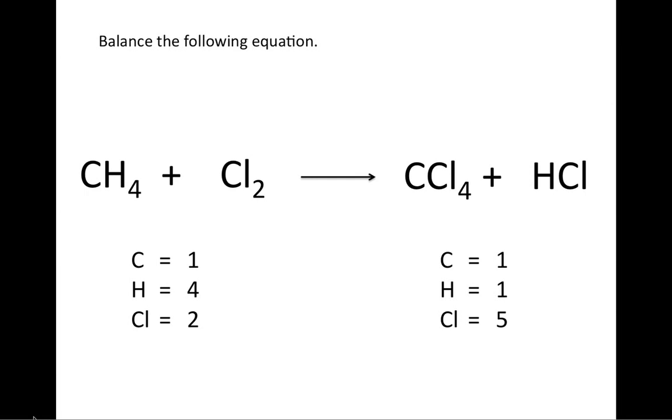In order to balance the number of hydrogens on the product side, we're going to want to put a 4 coefficient in front of HCl. Remember, we can only add coefficients, we can never change subscripts.